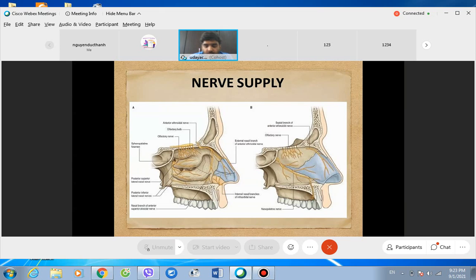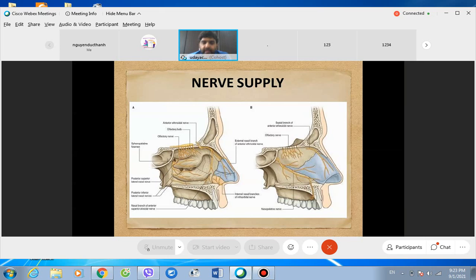Again, remember, one of the most important functions of the nose, apart from filtration, is olfaction. So it has to be supplied by the olfactory nerve at some point. The olfactory bulb gives olfactory nerves through the cribriform plate. The olfactory nerves supply both the superior part of the nasal septum and the superior turbinate, the area near the superior turbinate on either of the walls, the medial wall and the lateral nasal wall. So that forms the olfactory nerves or the olfactory bulb.